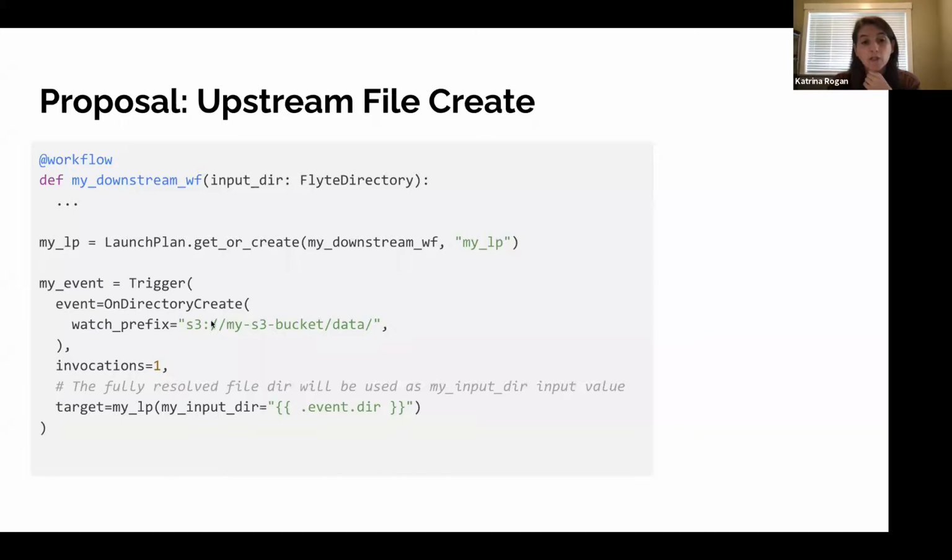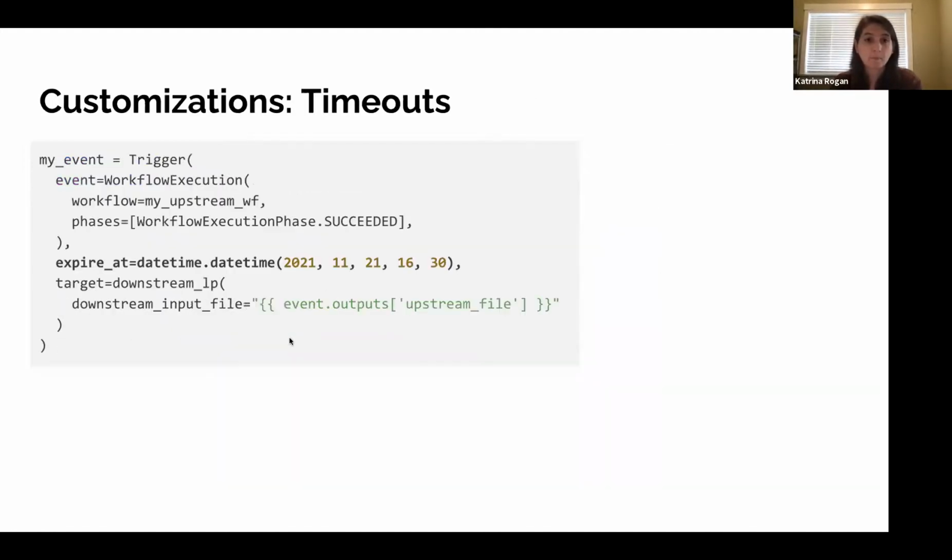So this will just watch this directory, and anytime a new directory lands in this directory, it'll go ahead and create an invocation of this downstream workflow. In this case, you can see the syntax is slightly different, but we reference that upstream event directory and pass that in as the input. And we also have this invocations parameter, which limits us to, say, the first time a directory lands in this prefix, then we'll go ahead and trigger an execution, but we won't watch anymore after that.